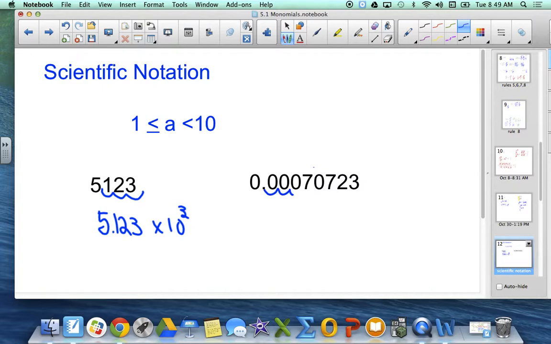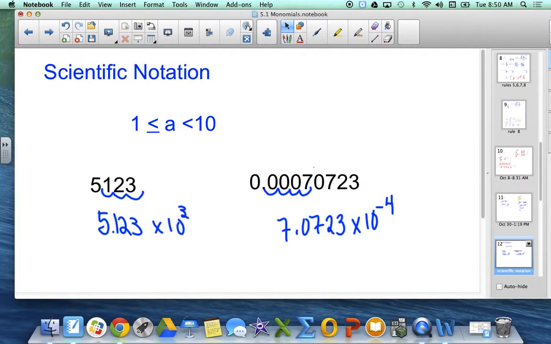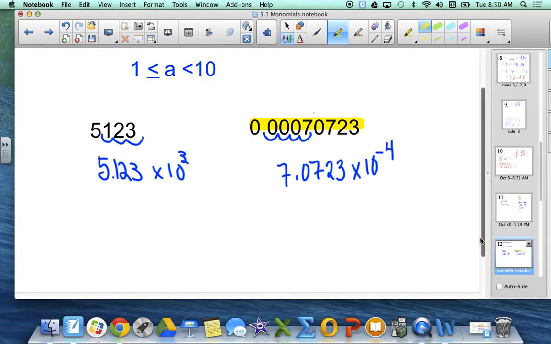So 1, 2, 3, 4. We have 7.0723 times 10 to the negative fourth power. So because this number started out less than 1, the exponent's negative. Okay? Everybody okay with that one?